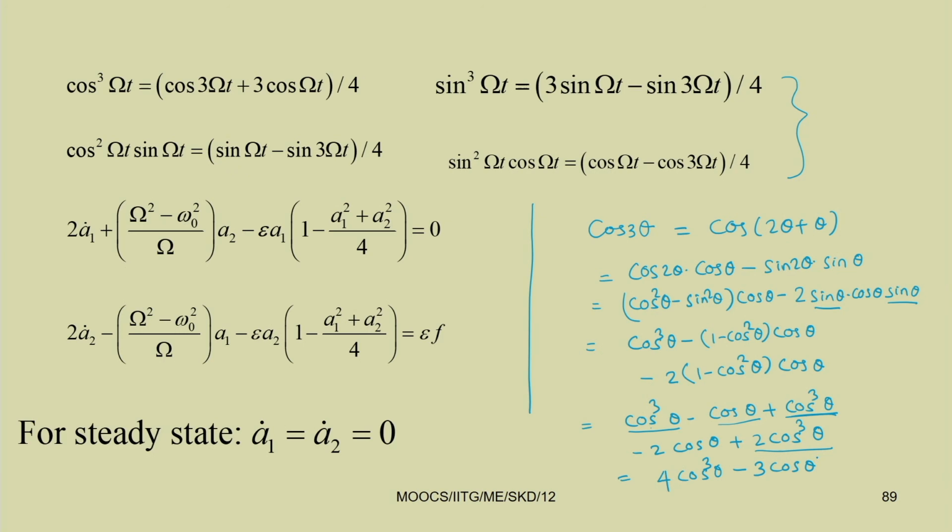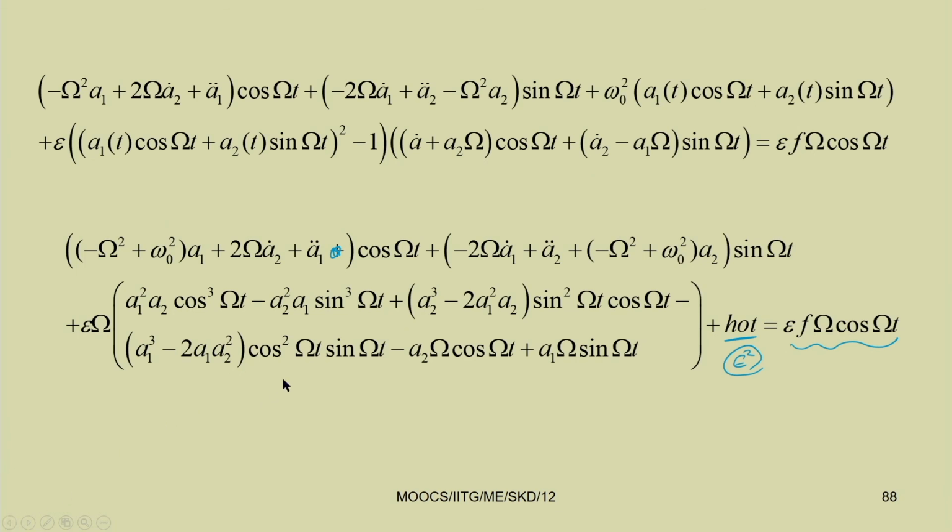So replacing this theta by omega t, you can easily get this expression, that is cos cube omega t equal to cos 3 omega t plus 3 cos omega t by 4. Similarly, the sin cube omega t and these other two terms also can be derived. So now substituting these equations there, by substituting these equations, this cos term and sin term, and collecting the terms cos omega t and sin omega t and equating them to 0.